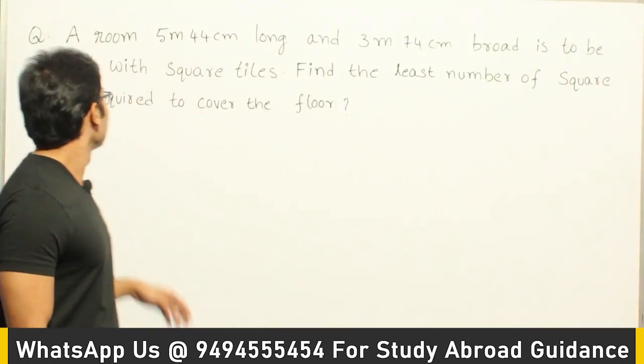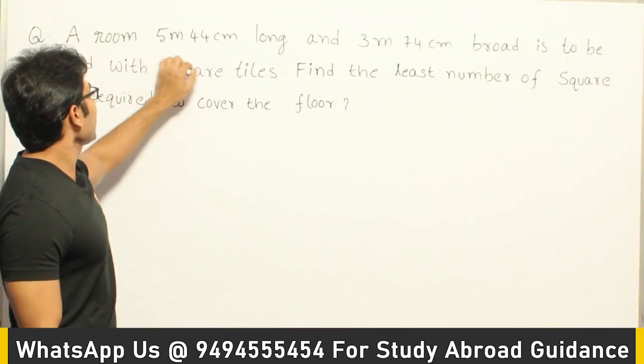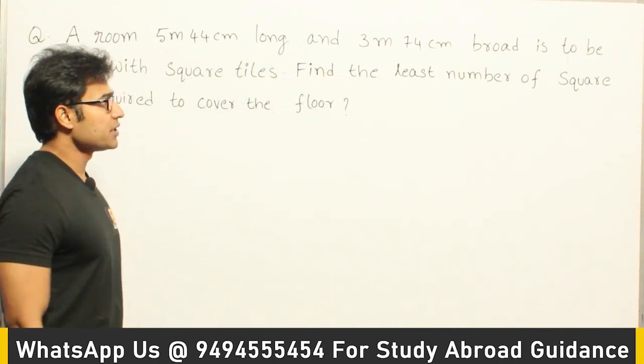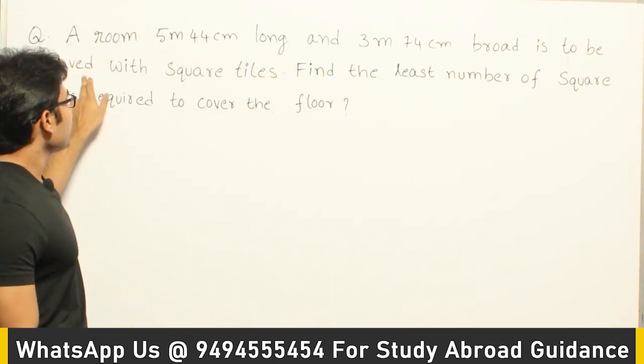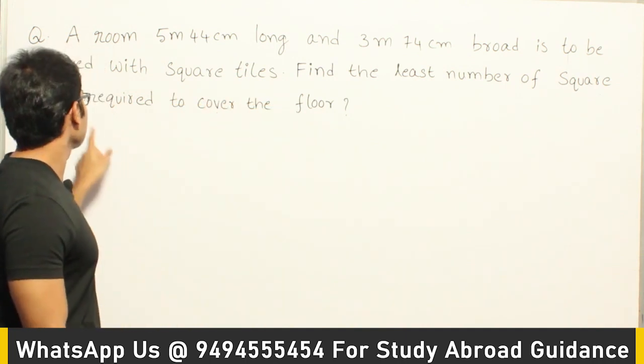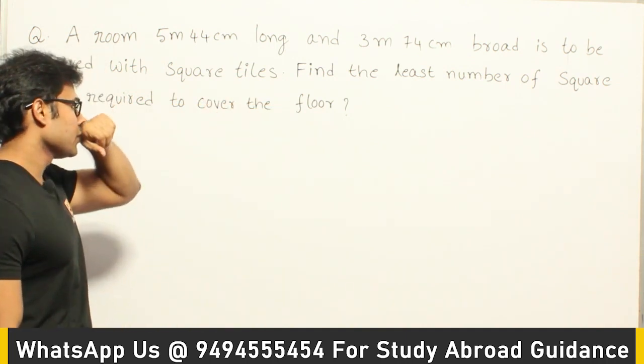Let's see this question. A room 5 meter 44 centimeter long and 3 meter 74 centimeter broad is to be paved with square tiles. Find the least number of square tiles required to cover the floor.